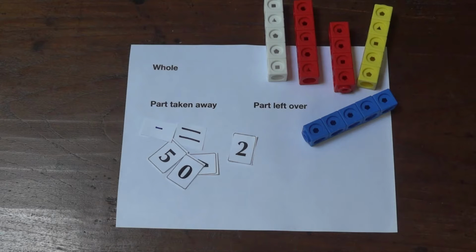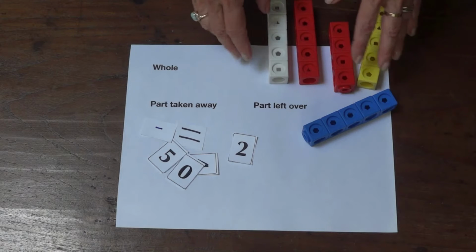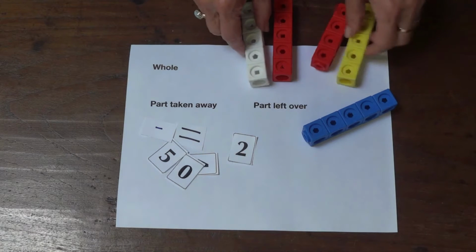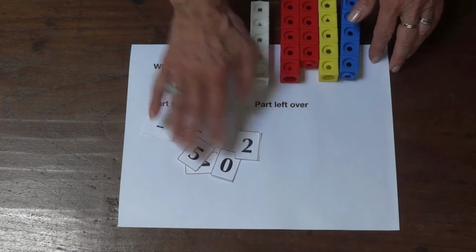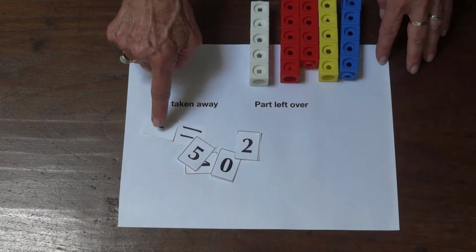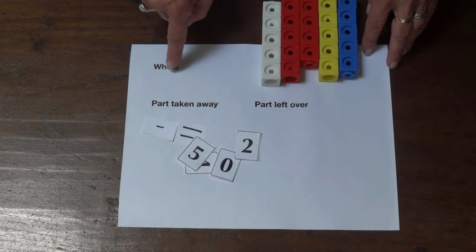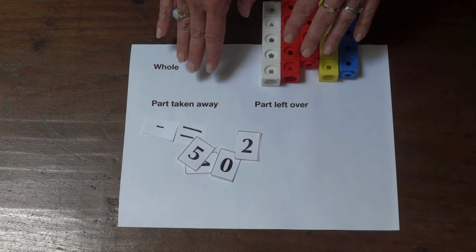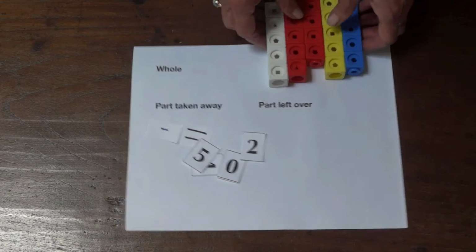Today's materials will be the number bars, which are similar to the bars we see in Symphony Math. And you'll notice, since we're working only to 5, that I made my 5 bars of one color. I've got the number cards, the equal sign, and the subtraction sign, which I downloaded from the Symphony Math support page. And I also use the environment I see on Symphony Math with bars so that it will help students understand that subtraction also means the part taken away from the whole and what is left over.